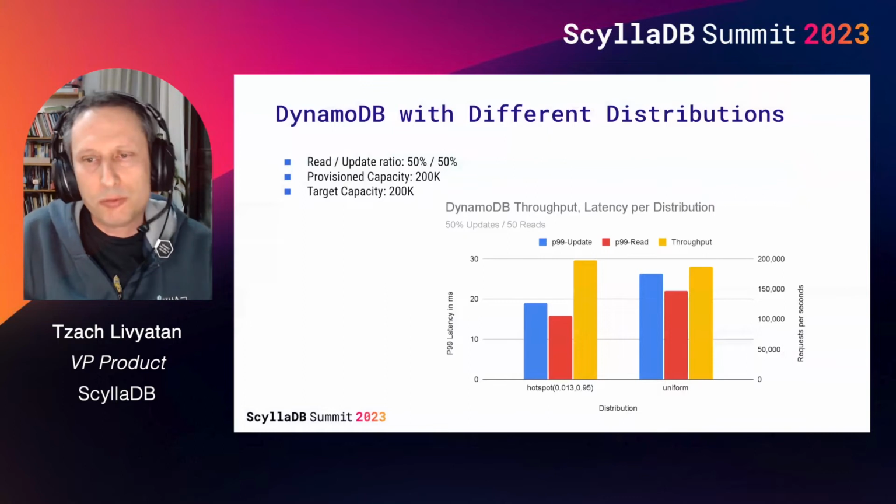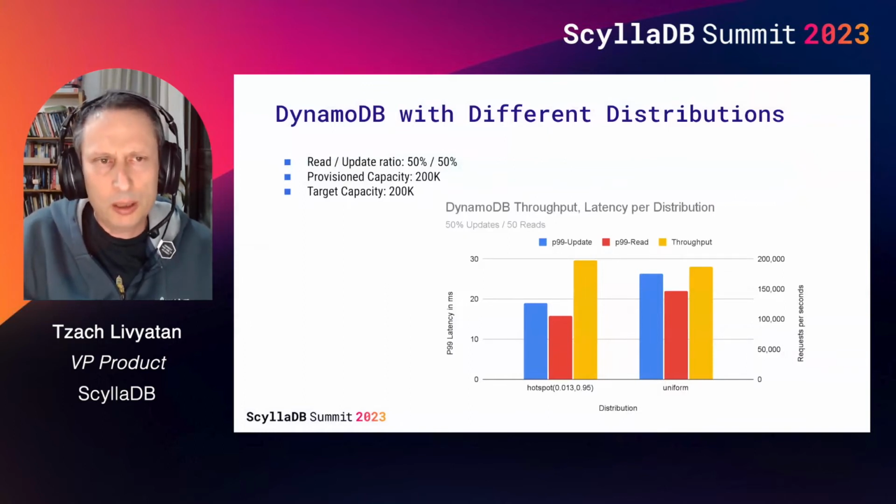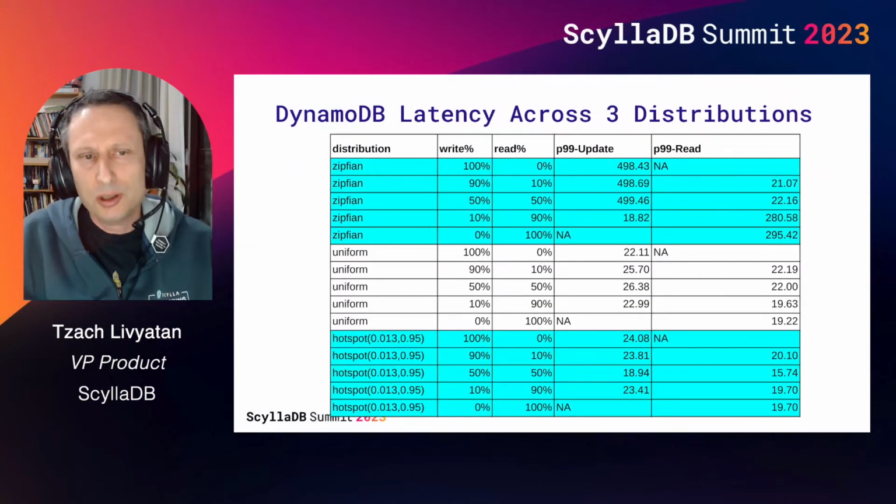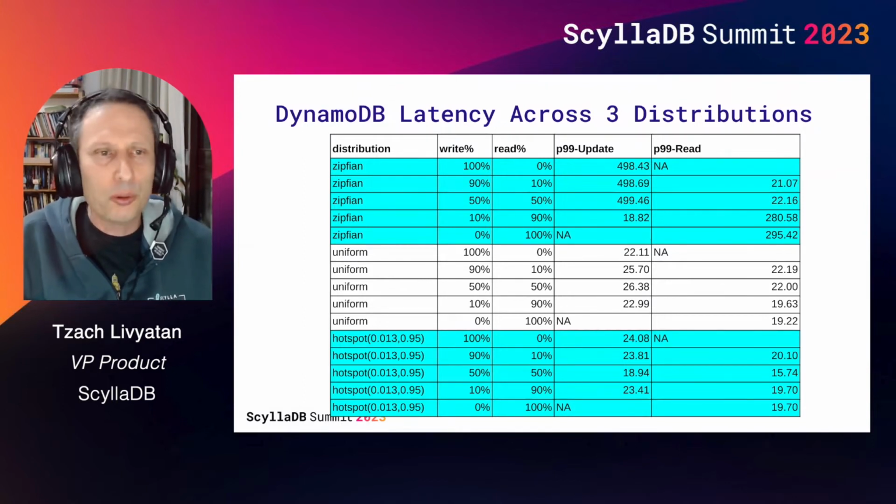So this is the same information comparing the different distributions just on DynamoDB. In the interest of time, I want to skip that. The full result of what we did on DynamoDB, I'm only showing it so that if you download the slides later, you know you have the information.